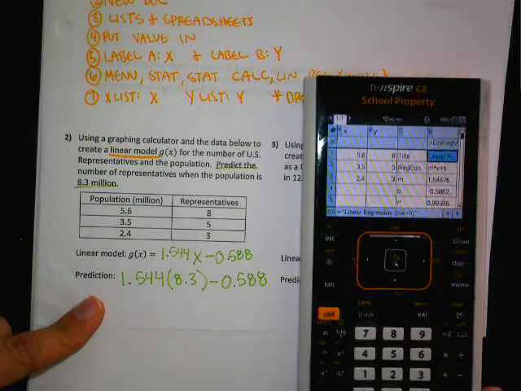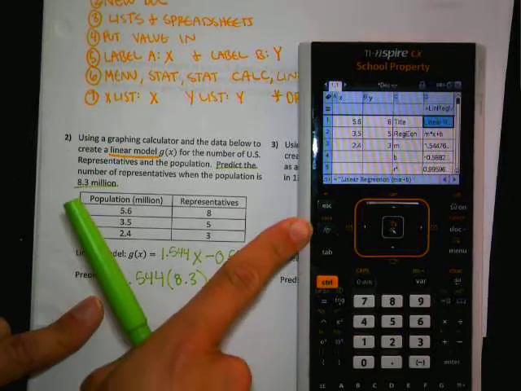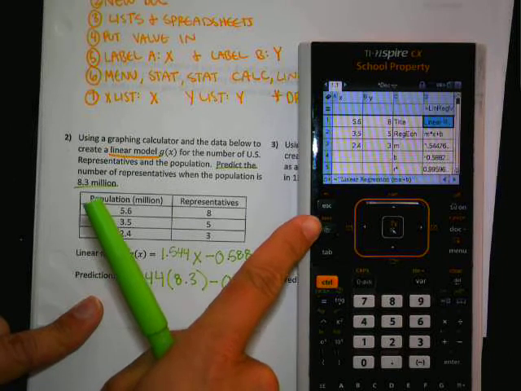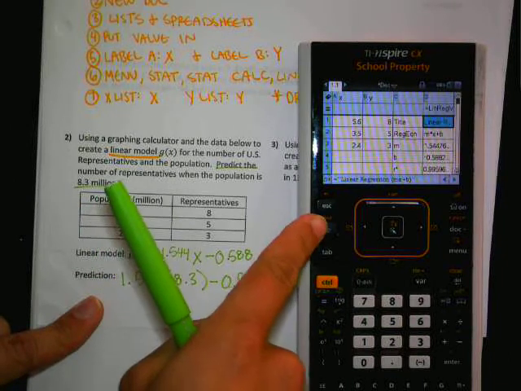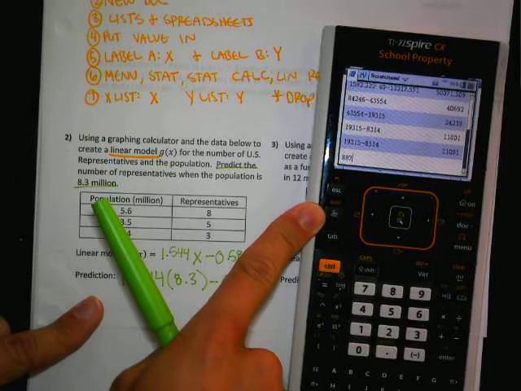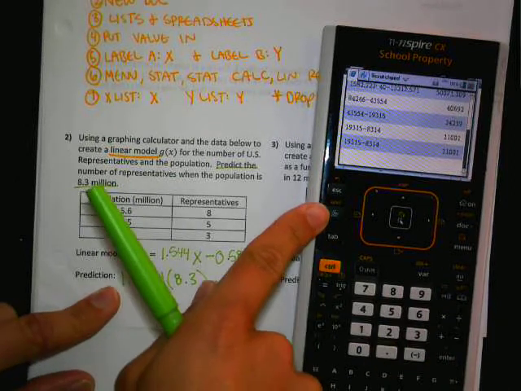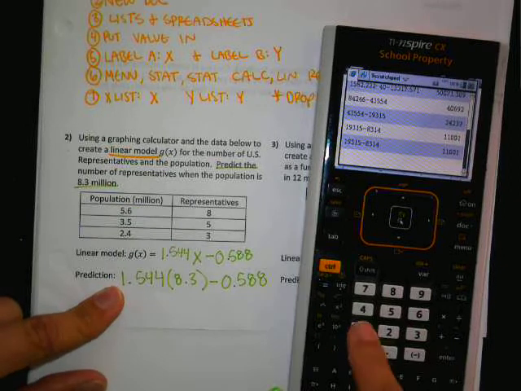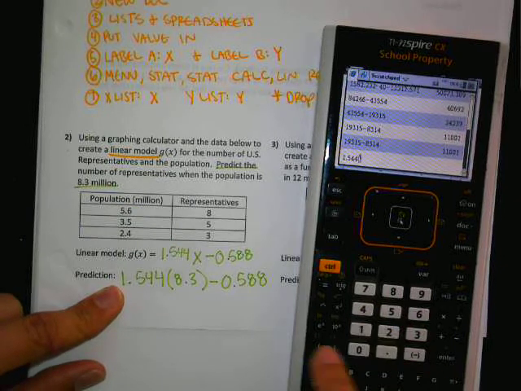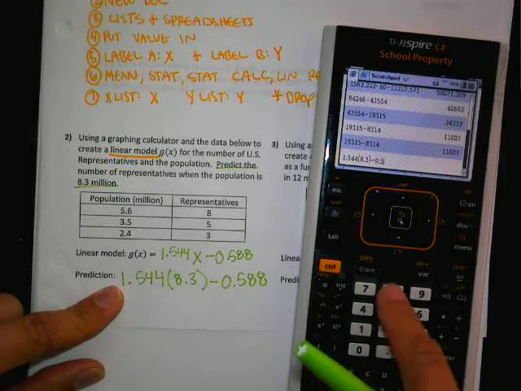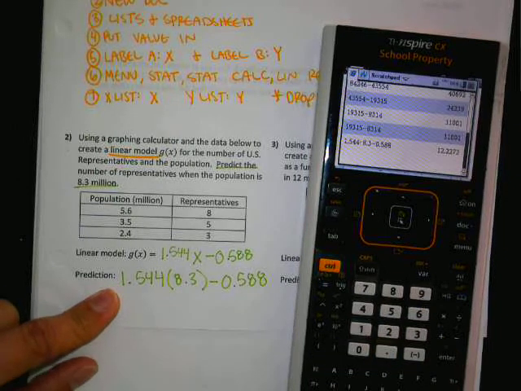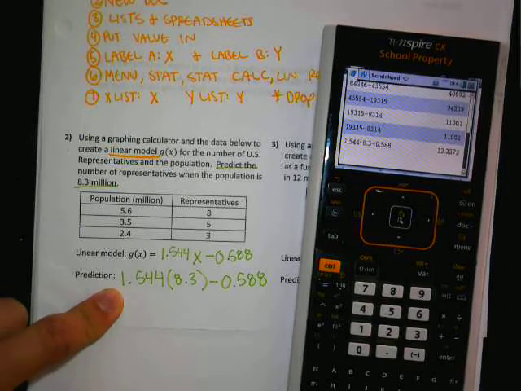All right, so if you want this button right here, this guy right here, will let you go back to the calculate screen. This one right here. And so you can type in 1.544 parentheses 8.3 minus 0.588. And I'm going to round because you can't have like 0.2 of a person.